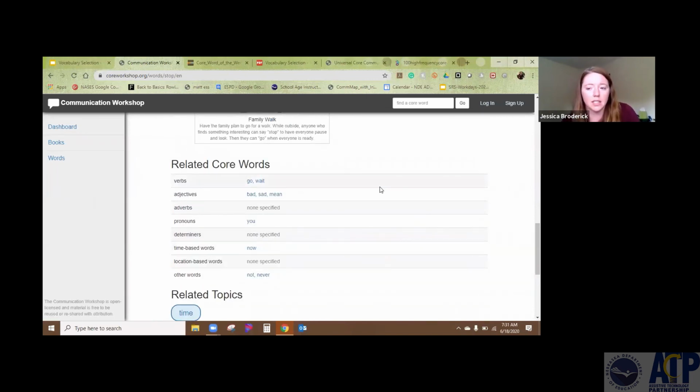And so I love that website just for, if you're running out of ideas or maybe you want to show this to some paraprofessionals or people working with a student, to family members, of things that they can be doing for all these different words.